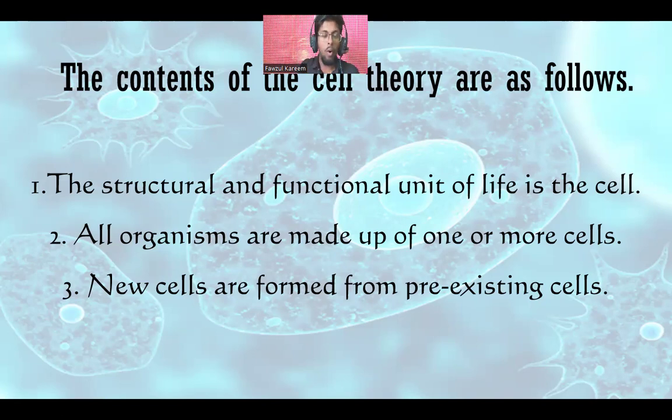He observed the cork cell for the first time under a microscope, and he observed the cell wall, the dead structure. Later, 3 scientists, Schleiden, Schwann, and Rudolf Virchow, came after Robert Hooke, and they introduced the cell theory with 3 concepts. The structural and functional unit of life is the cell. What is a structural unit?